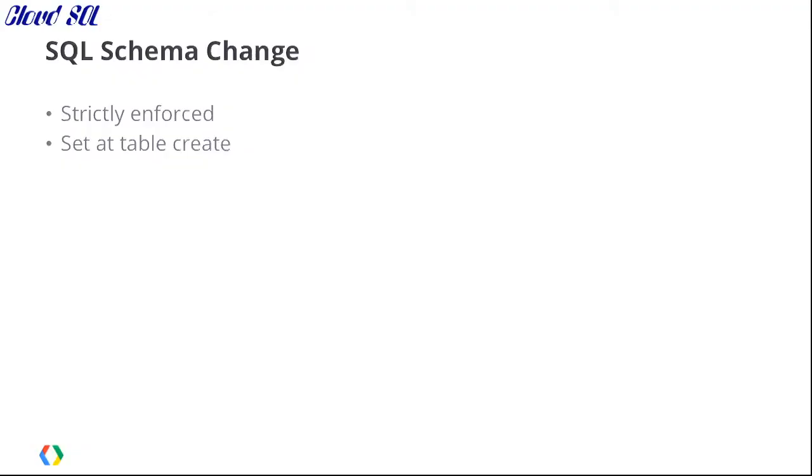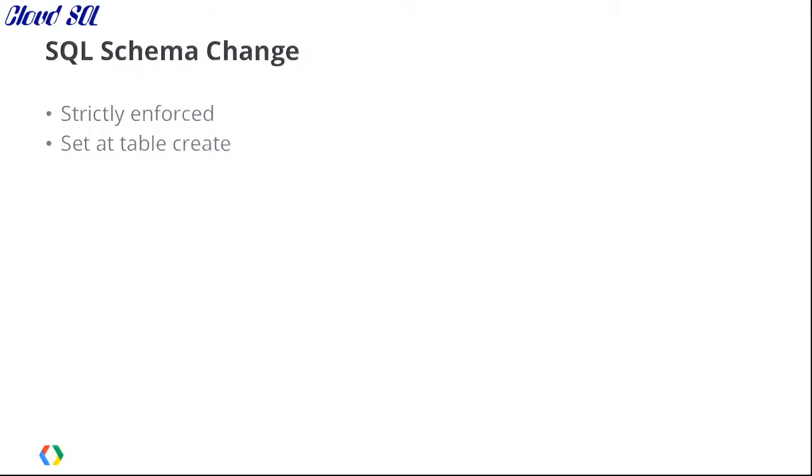So the schema is important because it defines what your data looks like. What are the data types? What are the relationships between the data? And you saw in my recent example how I created a table. Well, in Cloud SQL, the schema is strictly enforced. And that means that you have to create the table before you can start working with your data.